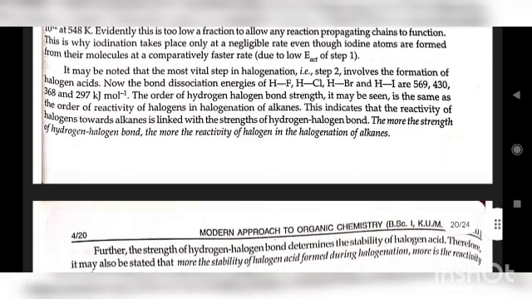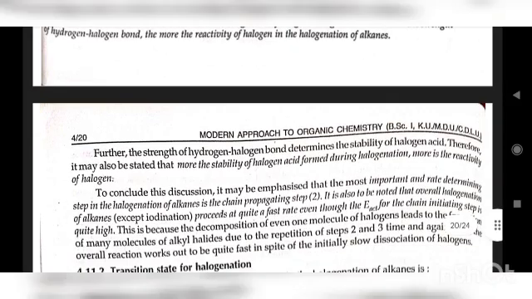It may be noted that the most vital step in halogenation, step 2, involves the formation of halogen acids. Now, the bond dissociation energies of HF, HCl, HBr, and HI are 569, 430, 368, and 297 kJ per mole. The order of hydrogen halogen bond strength, it may be seen, is the same as the order of reactivity of halogens in halogenation of alkanes. This indicates that the reactivity of halogens towards alkanes is linked to the strength of the hydrogen halogen bond. The more the strength of the hydrogen halogen bond, the more the reactivity of halogens in the halogenation of alkanes.